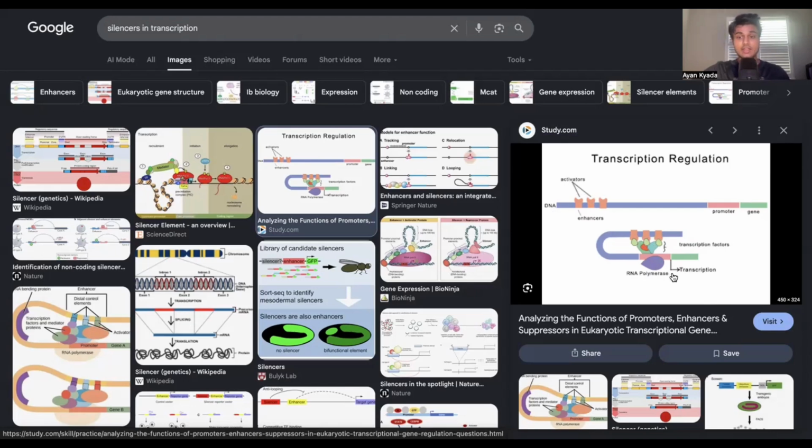On the other hand, silencers are also DNA sequences, and what they're going to do is recruit repressor proteins instead of activator proteins. And when the repressor proteins bind, same thing is going to happen. That DNA is going to loop and form a complex that prevents the RNA polymerase from accessing the promoter sequence, thereby blocking transcription. So that's the difference between enhancers and silencers.